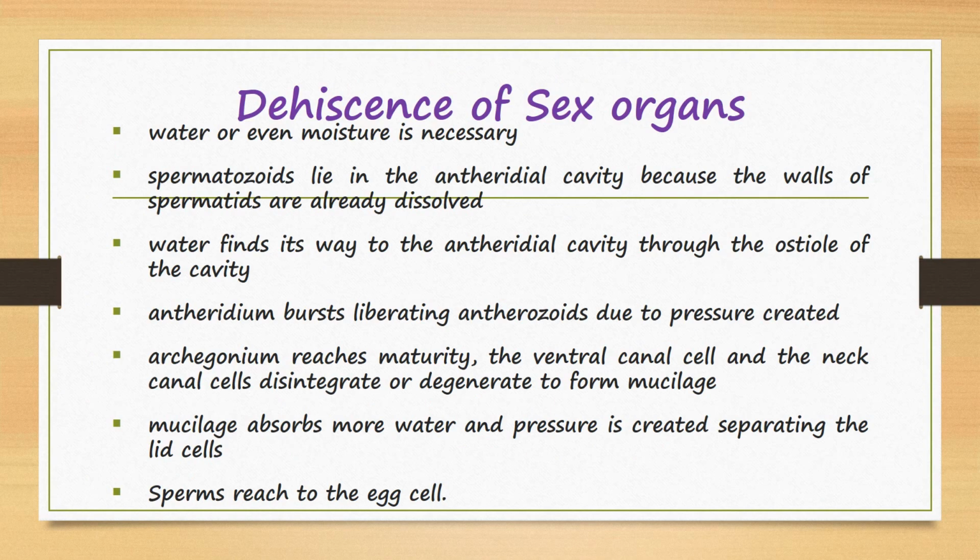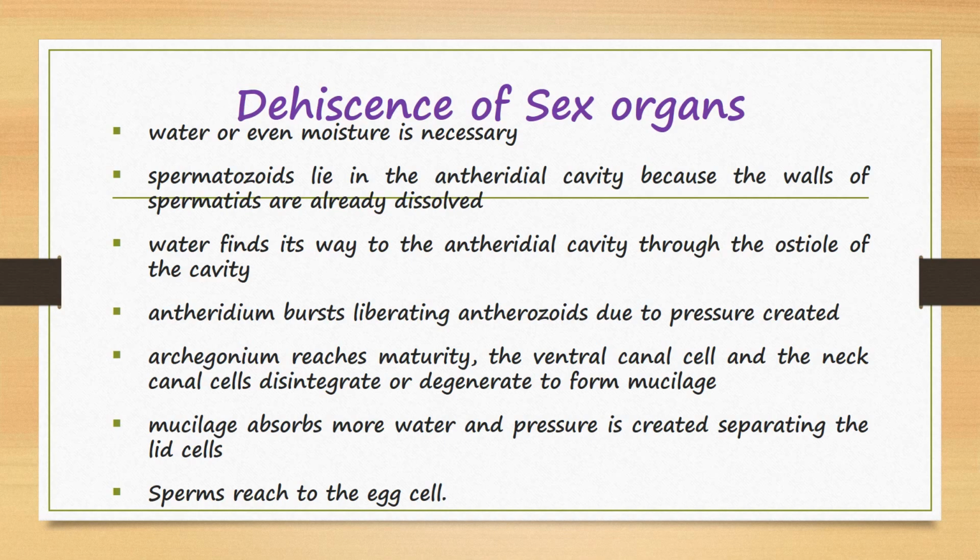After the gamete formation by the male and the female reproductive organs of Riccia, the dehiscence of the sex organs should take place. For that, water or even moisture is very necessary. Spermatozoids lie in the antheridial cavity, because the wall of the spermatid has already dissolved. Water finds its way to the antheridial cavity through the ostiole.